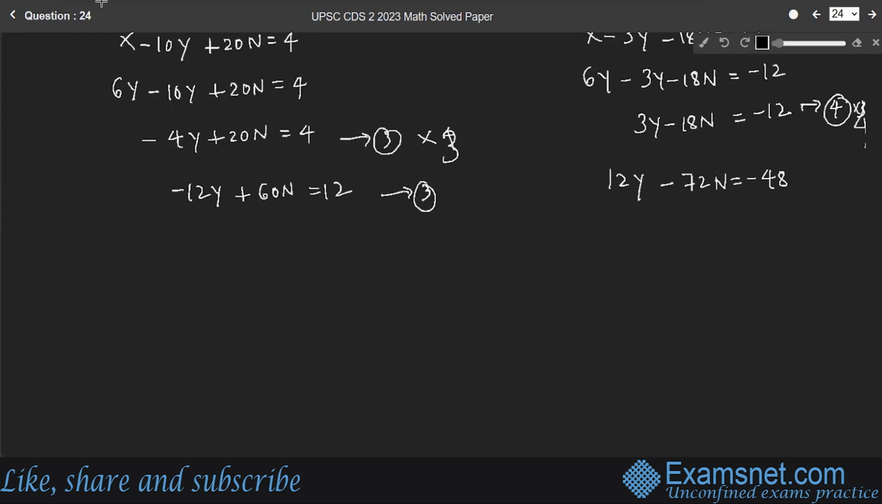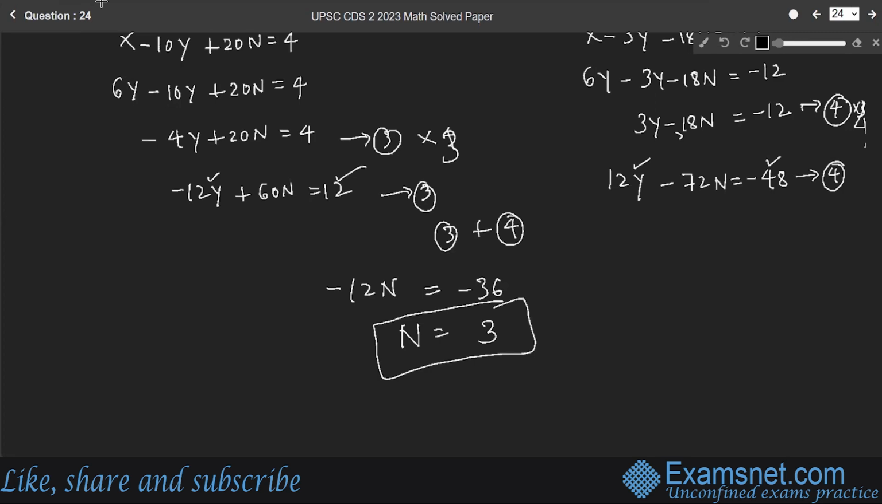So this is equation 3, equation 4, right? So equation 3 plus 4 gives, 12y minus 12y will get cancelled. So 60n minus 72n, which is minus 12n, is equal to 12 plus minus 48, which is minus 36. Therefore, value of n is minus 36 by minus 12, which is 3.